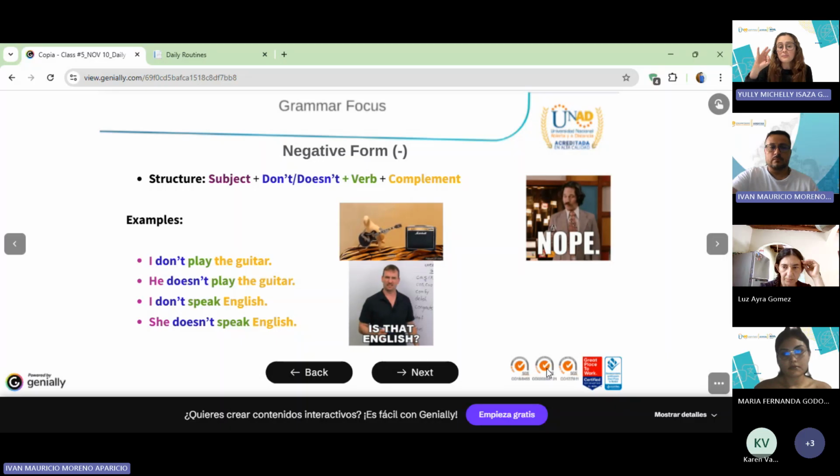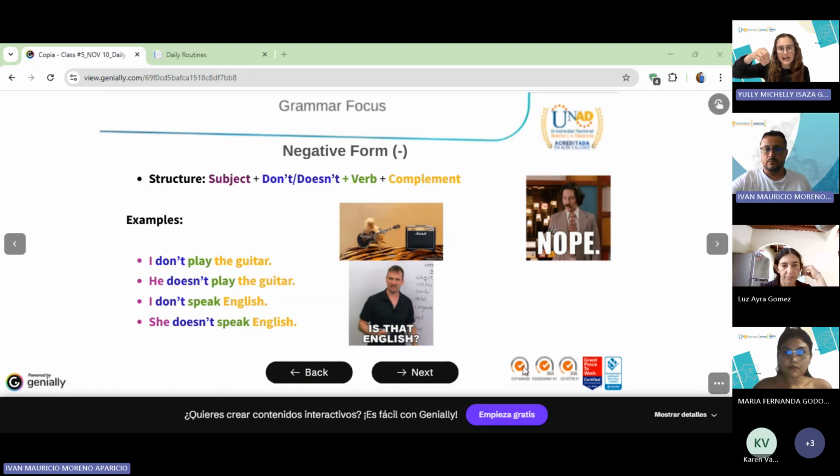And for the third person, para las terceras personas, we have doesn't. So these are the auxiliaries, don't and doesn't, then the verb and obviously a complement. So we have an example like this: I don't play the guitar. In the affirmative way, it was I play the guitar, but in a negative way, I say I don't play the guitar.